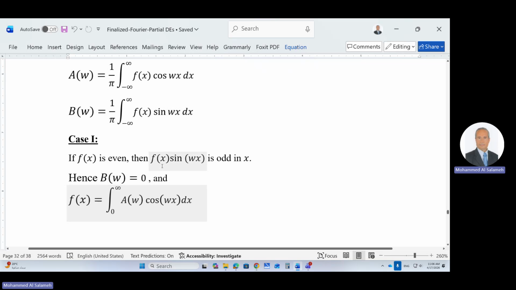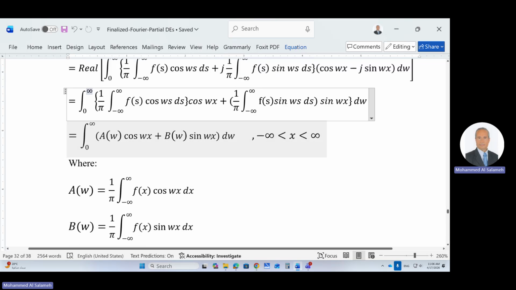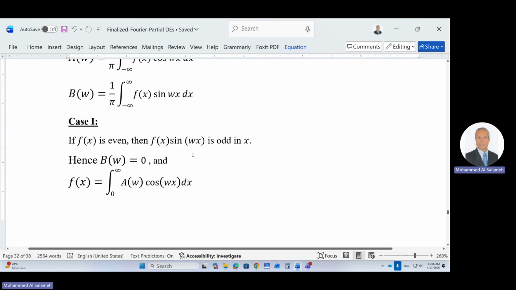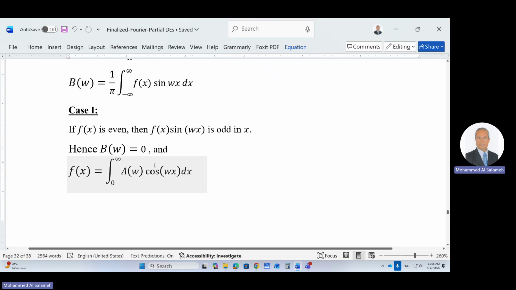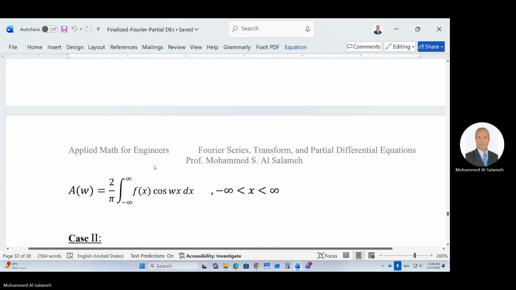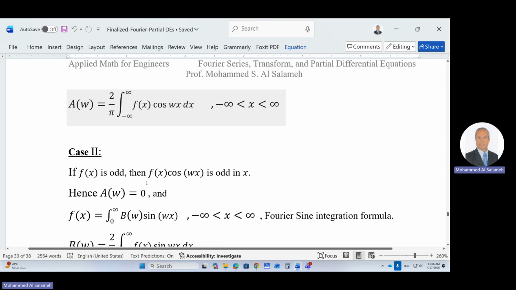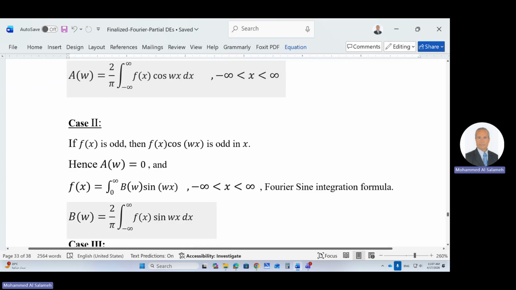If it is even, then the equation will reduce to the cosine term only. If it is odd, the formula will end up with the sine term only, as you can see. If it is even, only the cosine here. If it is odd, then we will have only the sine.